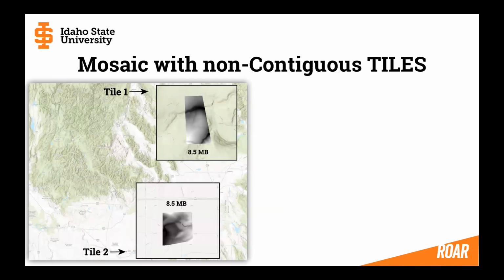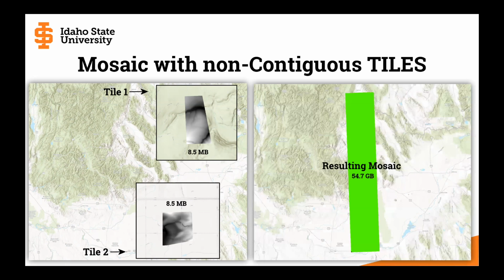So here's an example. Mosaic with non-contiguous tiles. I have one LiDAR tile right up here. I call it tile 1. It is 8.5 megabytes in size. Another tile right down here, tile 2, is also 8.5 megabytes in size. Well, I can serve this as a mosaic dataset and an image service, but let's say I decide I'm just going to go ahead and mosaic these two together, and I'm going to serve that one TIFF file out. Okay, so I did that.